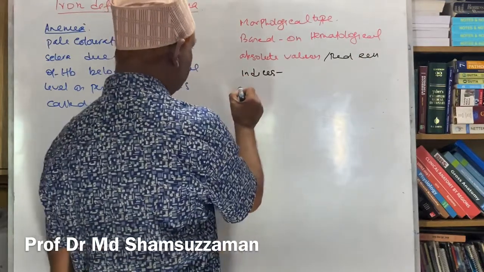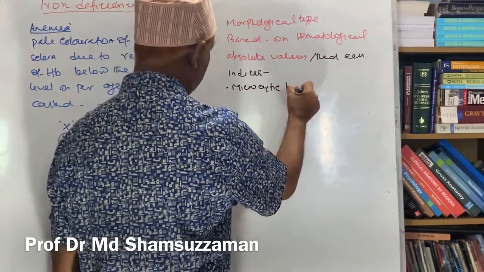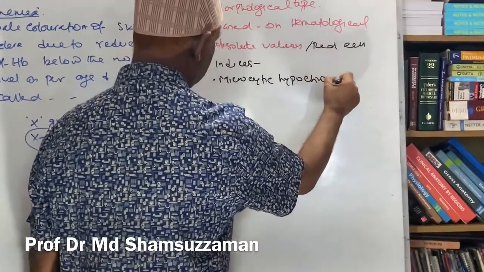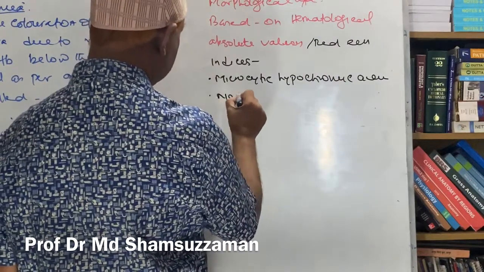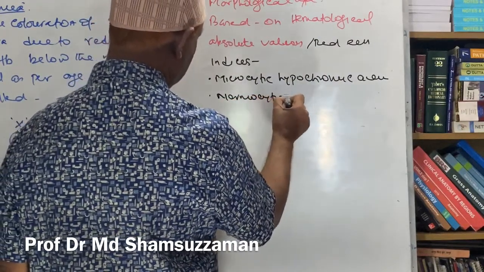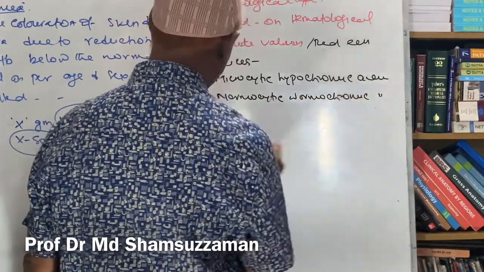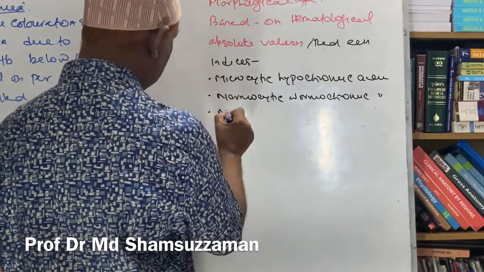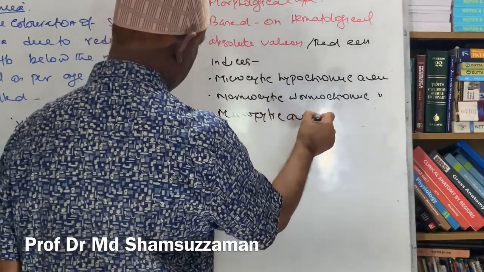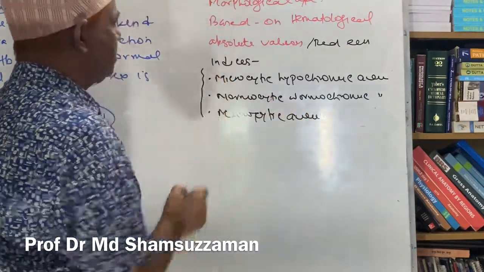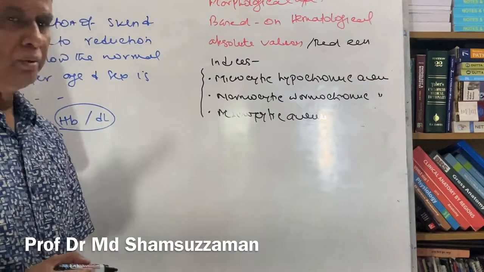Three types. One is microcytic hypochromic anemia. Another is normocytic normochromic anemia, and the last one is macrocytic anemia. So morphologically, you get three types: microcytic hypochromic, normocytic normochromic, and macrocytic anemia.